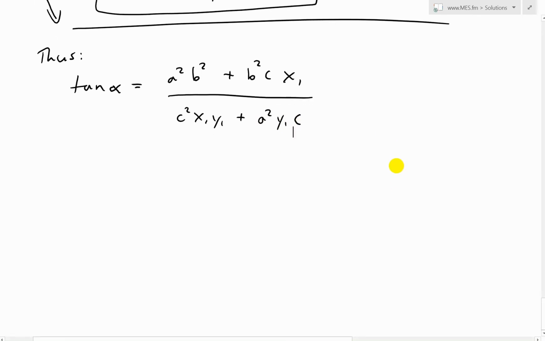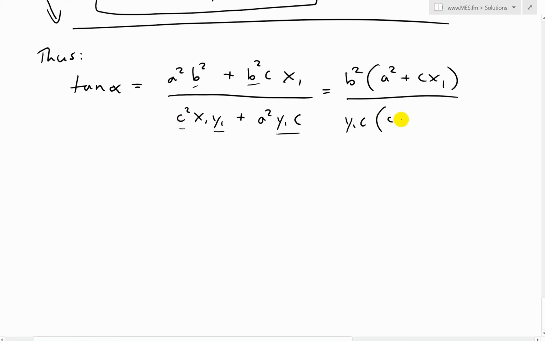And now we'll notice we can factor out in the top part a b squared. This equals b squared times a squared plus c x1, like that. And in the bottom part, we can factor out the y1 and c. There's a y1, there's also a c there, so y1 c over, I just factor out, now we have c x1 plus a squared, like that.